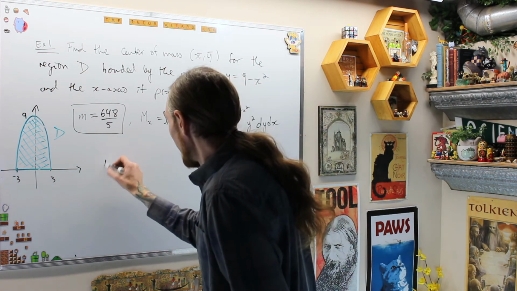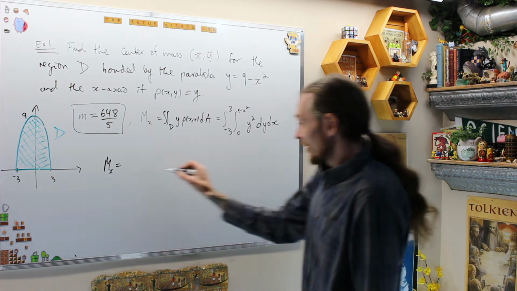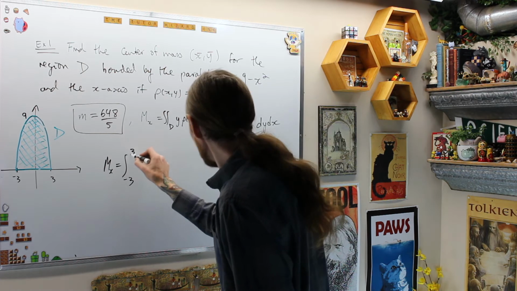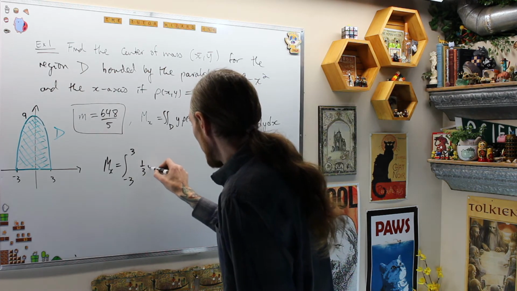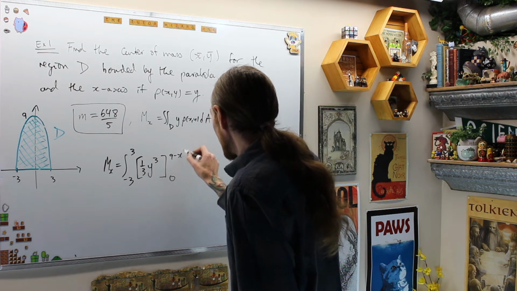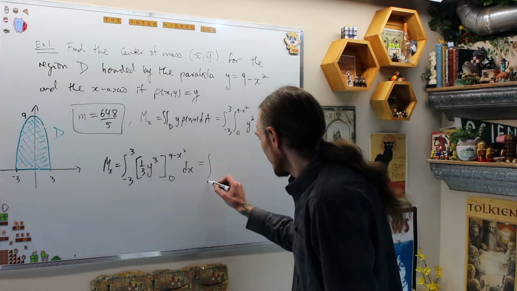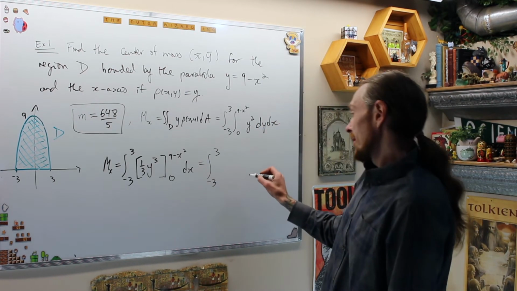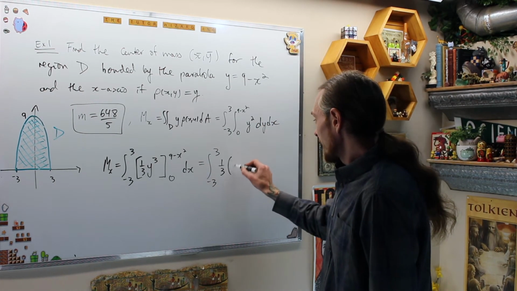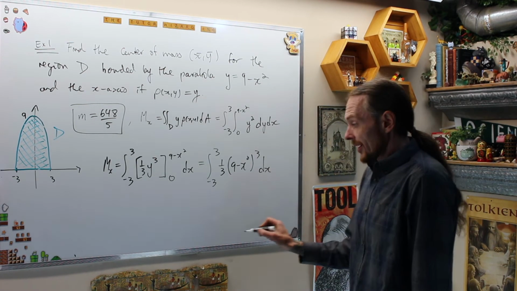We're going to get Mx, therefore, is equal to this guy, which is already equal to the integral from -3 to 3 of 1 over 3 y cubed, evaluated from 0 to 9 minus x squared dx. This is equal to the integral from -3 to 3 of 1/3 times (9 minus x squared) cubed dx. Now we're going to have to FOIL that out.